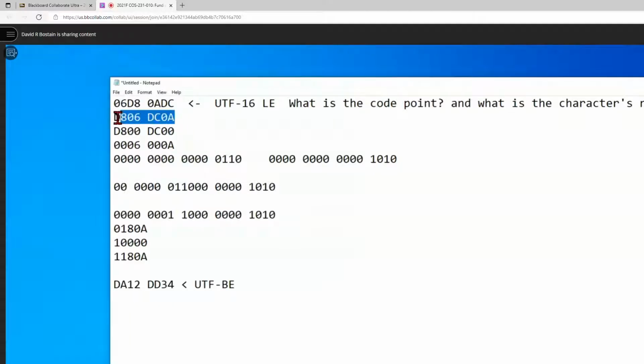Okay, we don't need to do this step from here to here because we're already in big endian. We have this number. We need to subtract from it those two numbers. So this is going to be subtracting away D800, subtract away DC00. We want our answer in hexadecimal here.